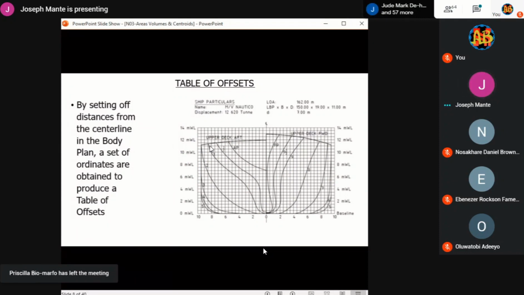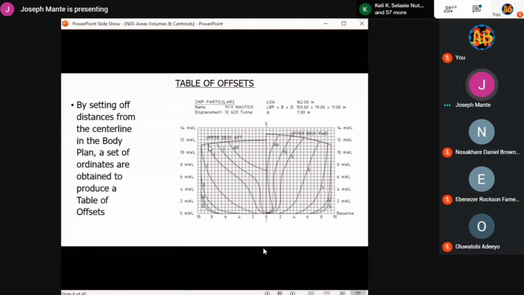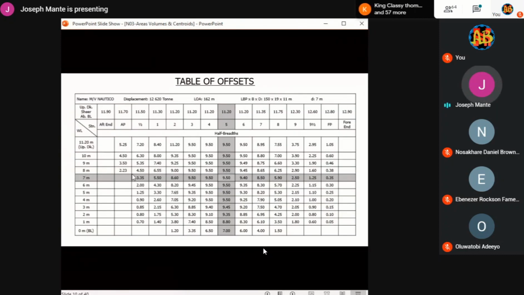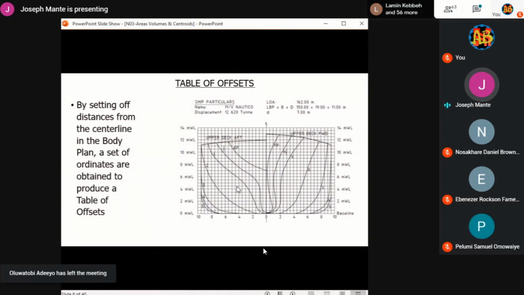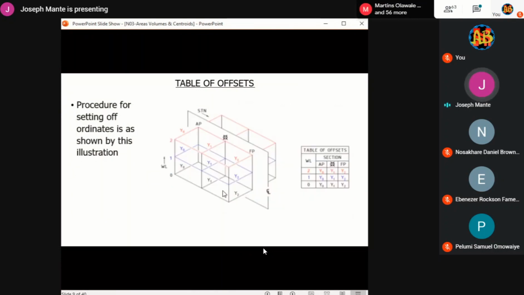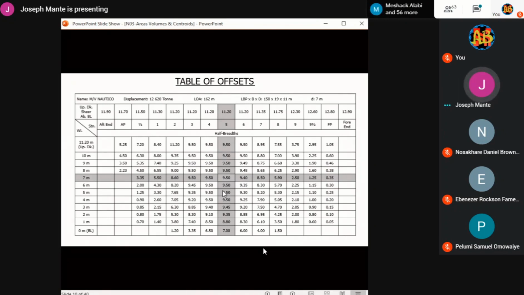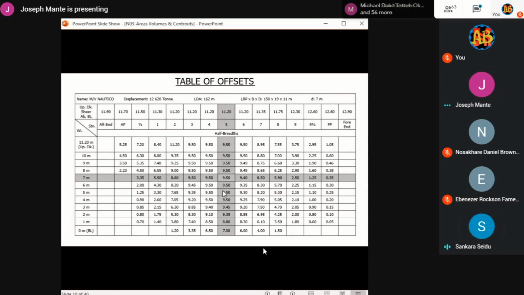So where is the line falling? When you get to 1, you realize it is 4.50. You will be able to read it from here. 4.50 will be read from the table. So basically, this is how you can read your offset. You have to sit down and practice this.